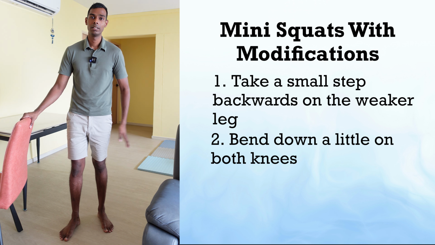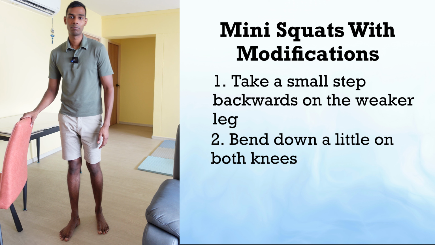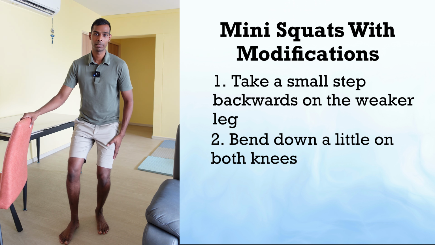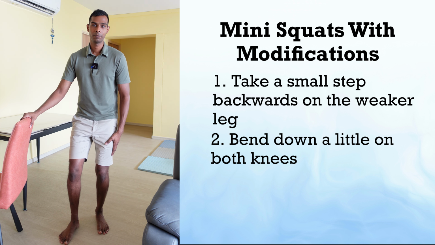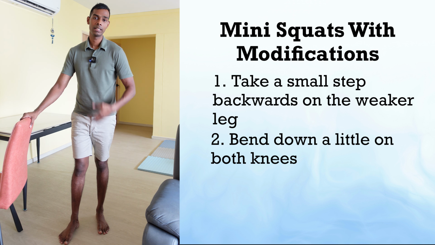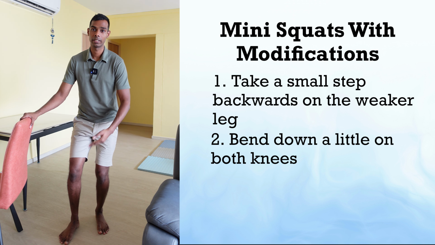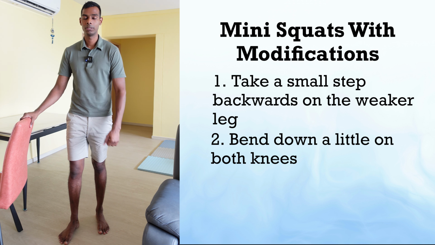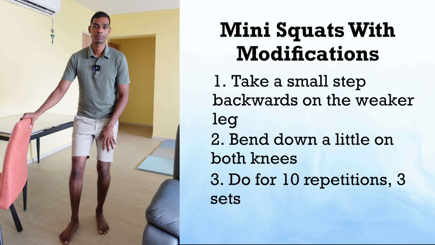So just a reminder, your weaker leg, you don't have to put a huge step back. Just put it slightly backwards, and your stronger leg slightly forward, and you're good to go by just bending down and straightening. If this exercise is too easy for you, then you actually can just hold it there for a few seconds, about 2 to 3 seconds for a start, and then come back up. Then I'm sure it's quite tiring for you, and you can do about 10 repetitions for 3 sets.